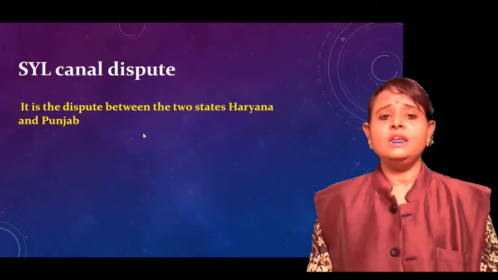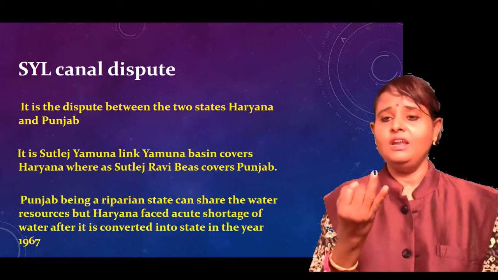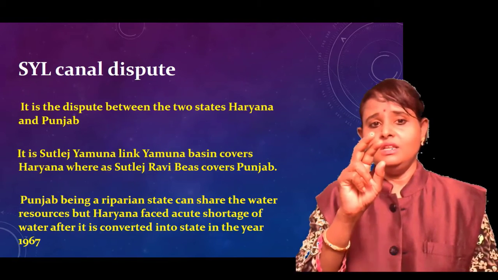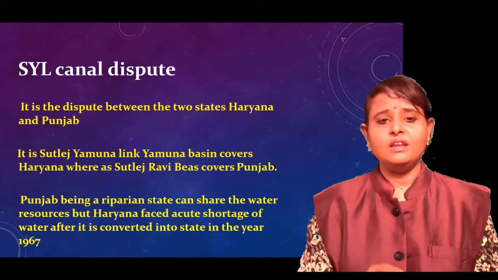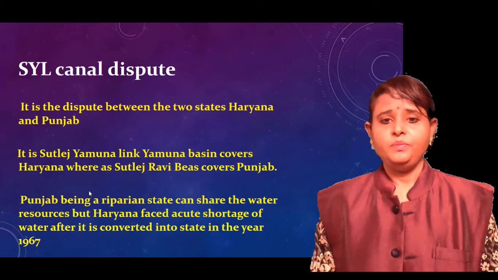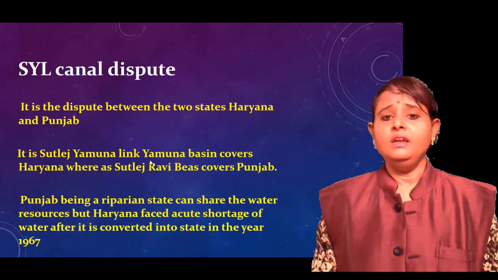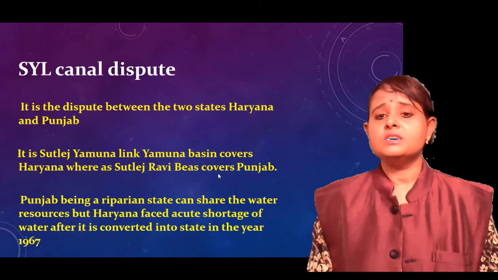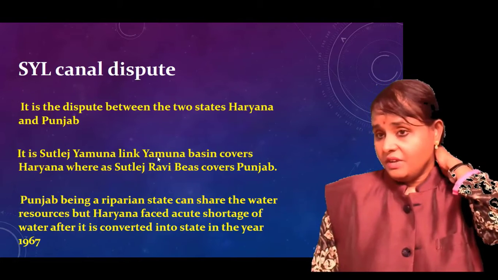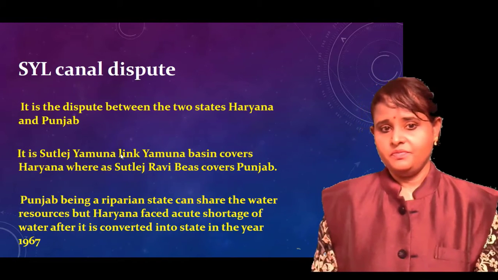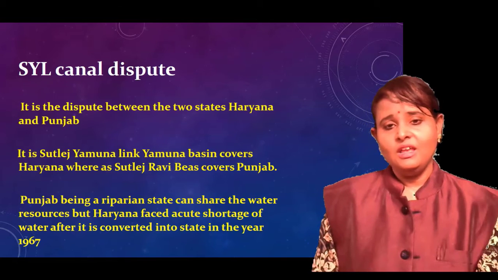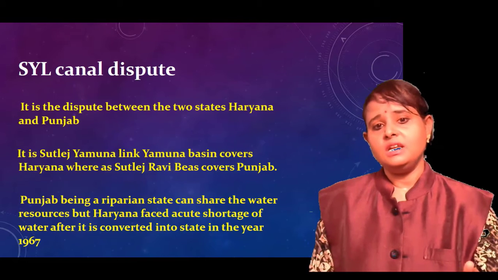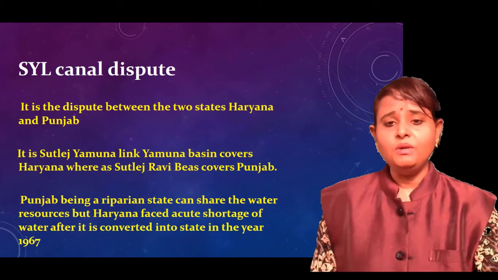Next one is the SYL Canal dispute. I told you Sutlej Yamuna Link. Okay, Sutlej Yamuna Link. So these are the disputes. This is a dispute between two states, Punjab and Haryana. So now you can see here, Sutlej Yamuna Link. The Yamuna basin covers Haryana, whereas Sutlej, Ravi, Beas covers Punjab. That is the link, that's why both can share these water resources. Understood? So both can share water resources because the Yamuna is present in Haryana, whereas Sutlej is present in Punjab. So both the people can utilize.